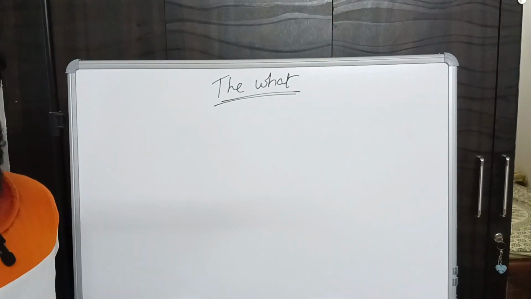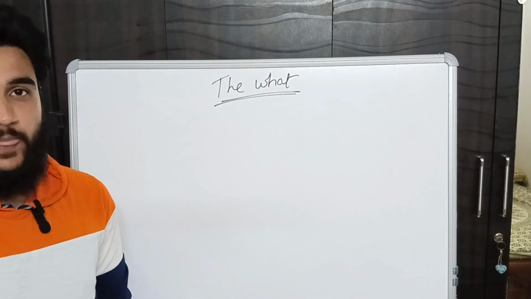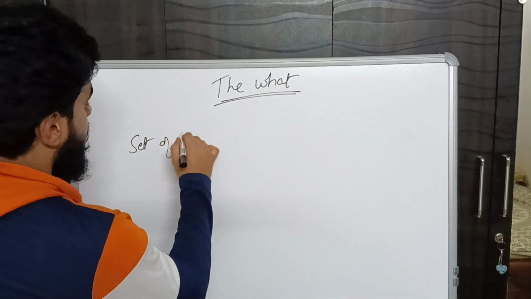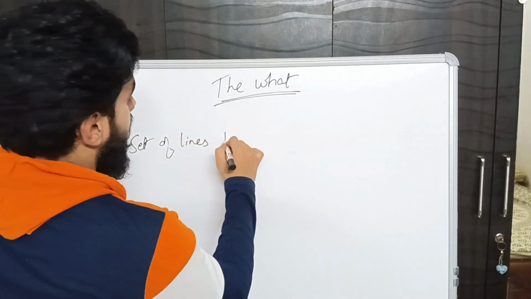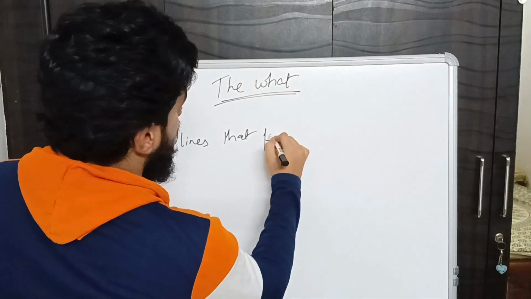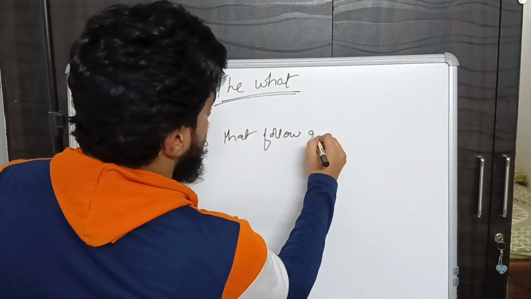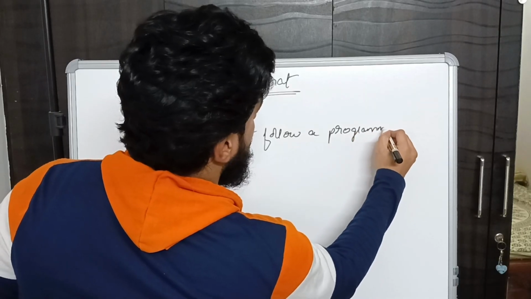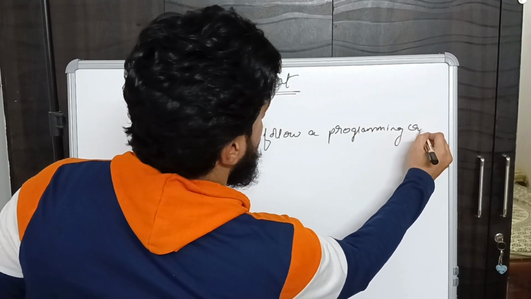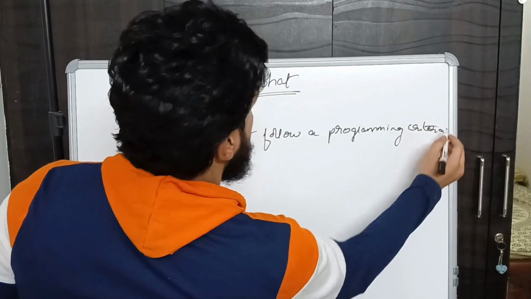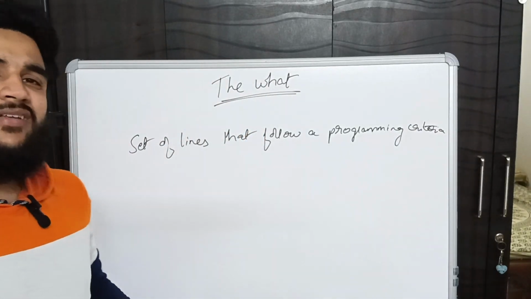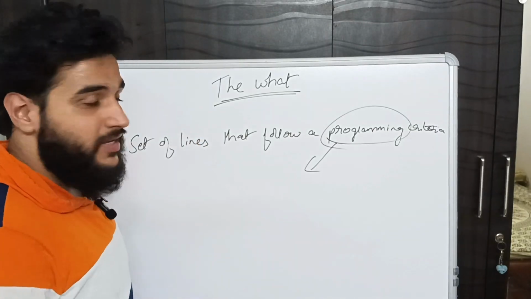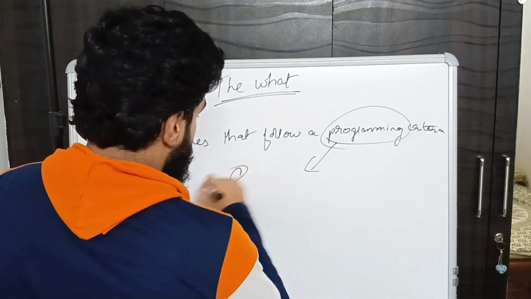So let us see what a code block is in general. A code block is nothing but a set of lines that follow a programming criteria. Now, what is the programming criteria? Let us see. This programming criteria is nothing but two rules.